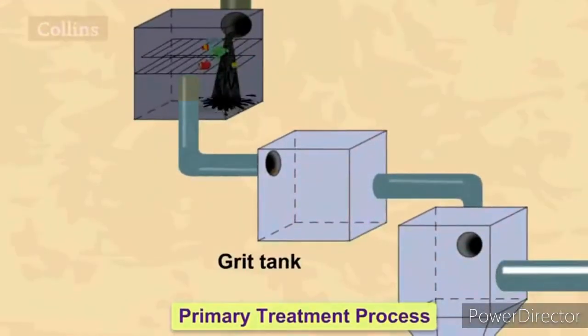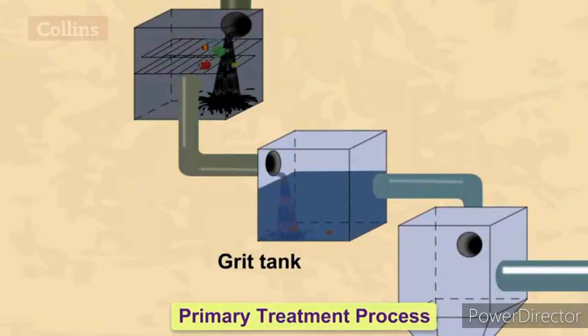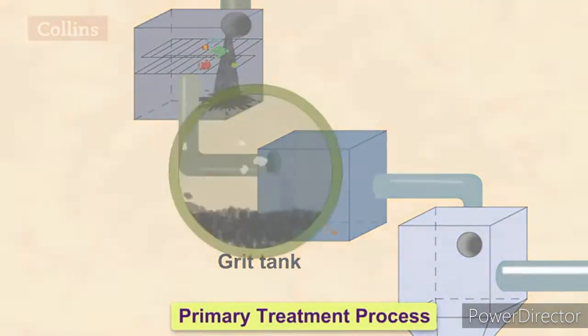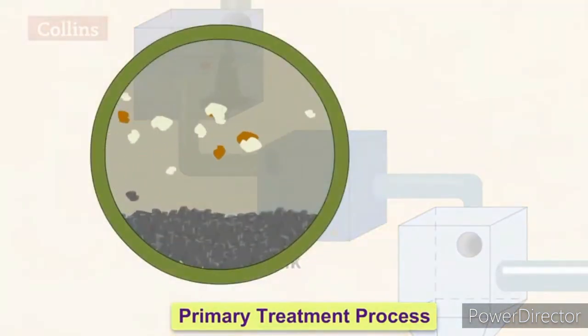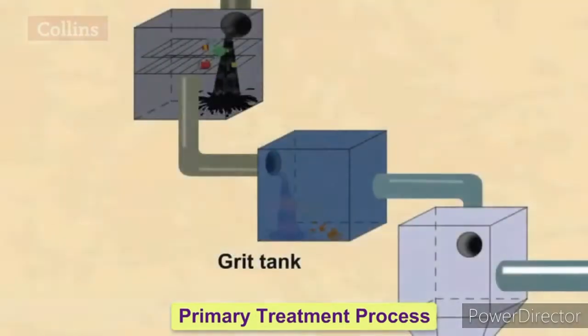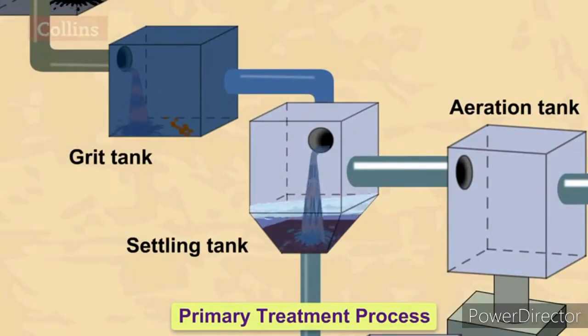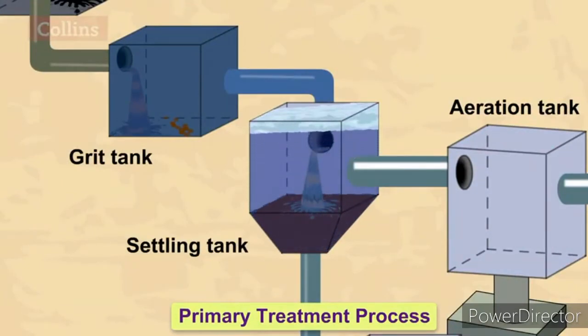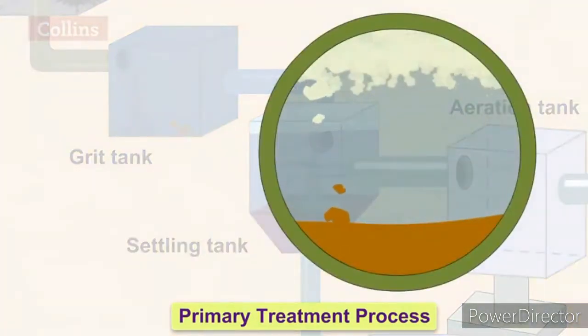In primary treatment process, the sewage flows through the grit chamber very slowly, so that the sand, pebbles, and soil settle down at the bottom. The sewage flows into the settling tank or sedimentation tank, where the solid wastes like feces are allowed to settle down. Wastes such as soaps, oils, and grease rise to the top of the wastewater.